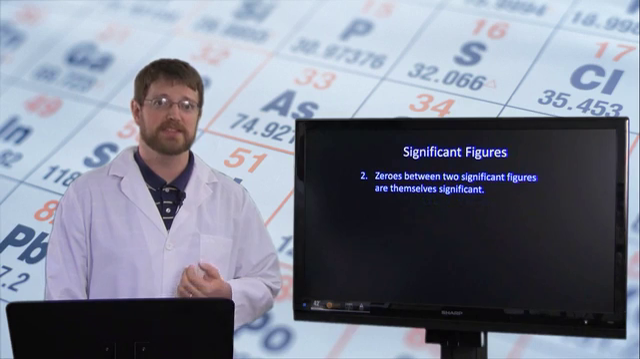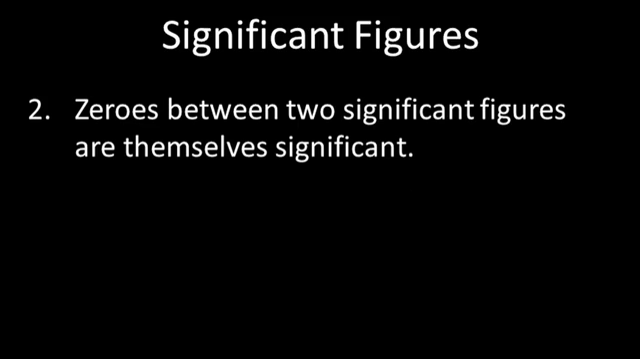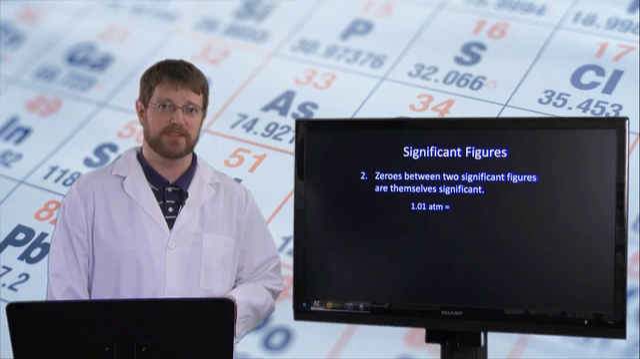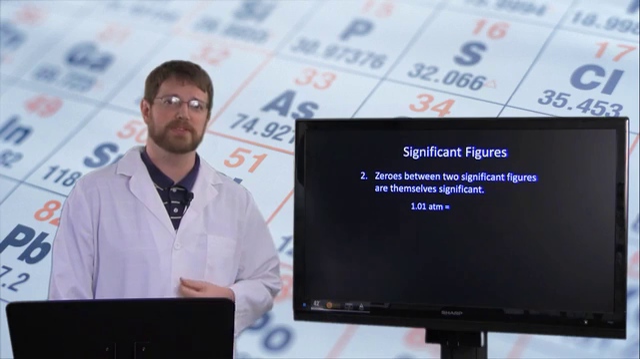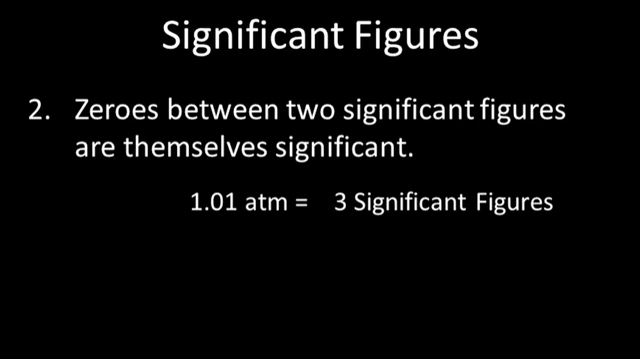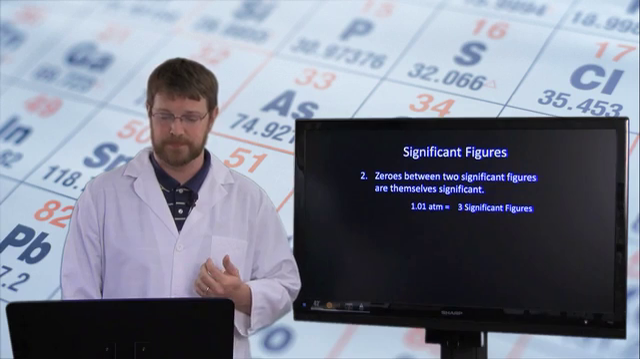Second rule is that all zeros between significant figures are significant. So in this example, 1.01 atmospheres, the 0 is between the ones, so it is significant. So it is 3 significant figures.